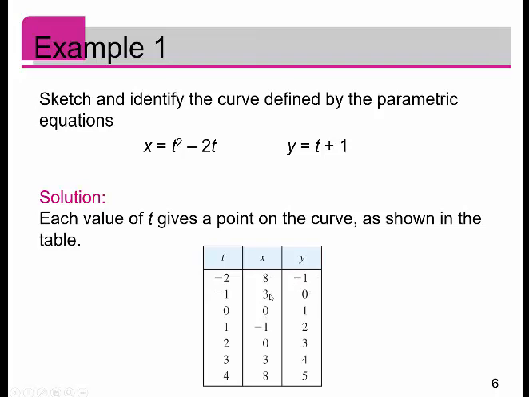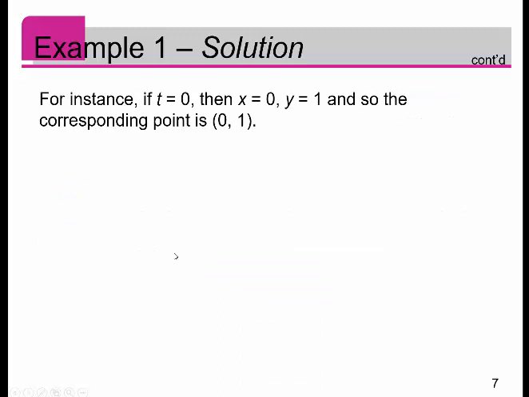You can verify the next ones on your own, like t equal to 0. 0 squared minus 2 times 0 is 0, and 0 plus 1 is 1. These x and y values are the points we plot. Now, you're going to notice the particle moves sequentially, so it starts here at t equals -2 and goes to 4.